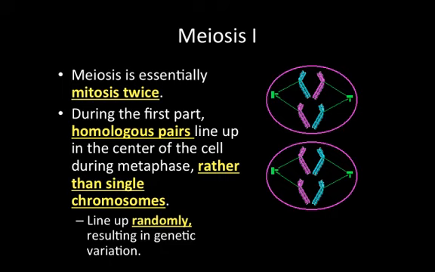That's why offspring don't look the same, because of this process called independent assortment, where the chromosomes line up randomly, and that results in genetic variation. But remember, they line up in pairs, not single sets of chromosomes. They line up in homologous pairs of chromosomes along the metaphase plate.